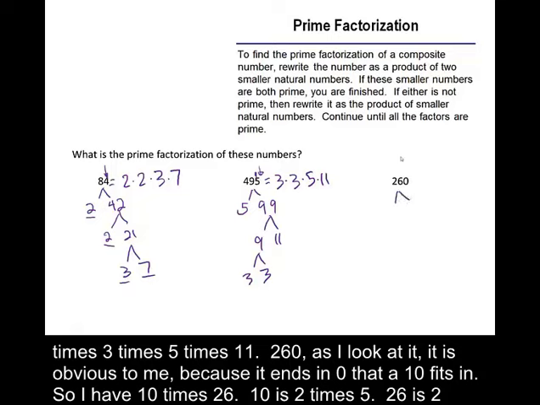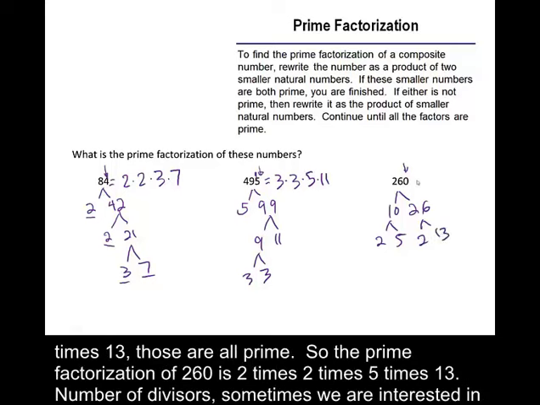260. As I look at it, it's obvious to me, because it ends in 0, that a 10 fits in. So I have 10 times 26. 10 is 2 times 5. 26 is 2 times 13. Those are all prime. So the prime factorization of 260 is 2 times 2 times 5 times 13.